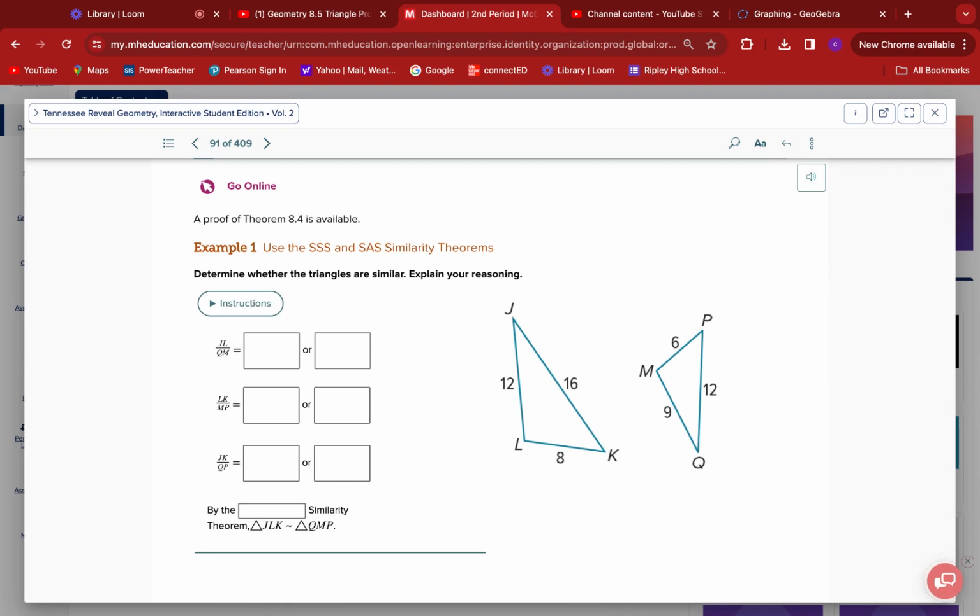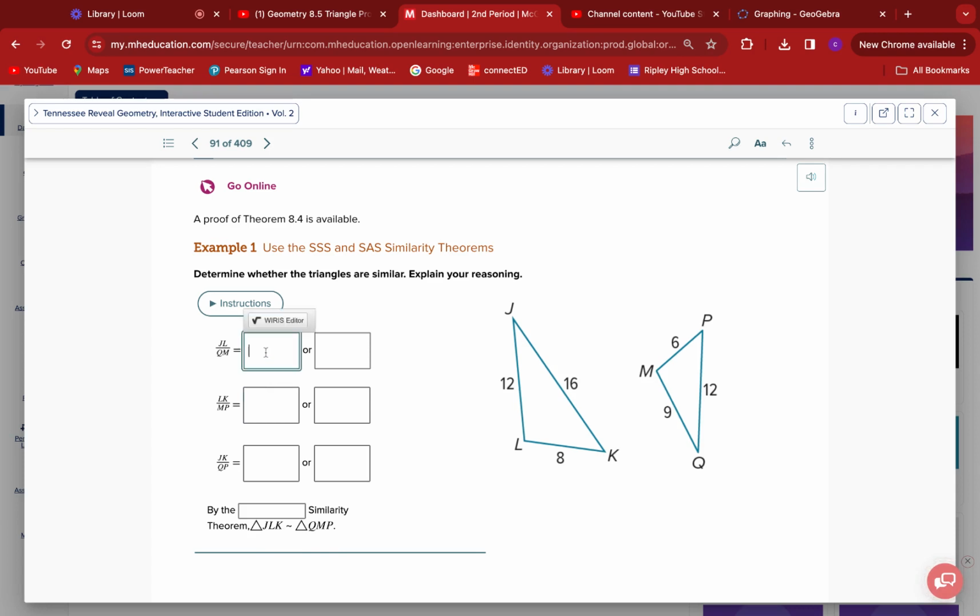All right, let's do example number 1 on page 481. I'm looking at a side, side, side because I don't have any angles. And remember, order matters here. If you're wondering how you know what matches up, remember in my previous lesson, JL are my first two letters. They're going to go with QM because they're my first two letters. LK, my second and third, will match up with MP, my second and third. And JK, my first and third, will match up with QP because that's my first and third.